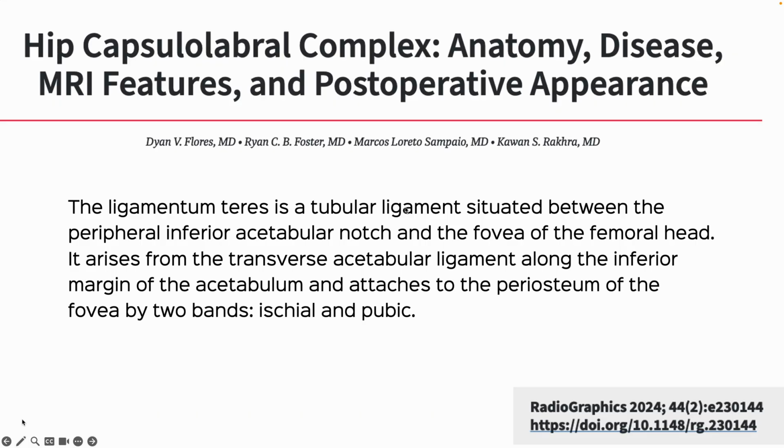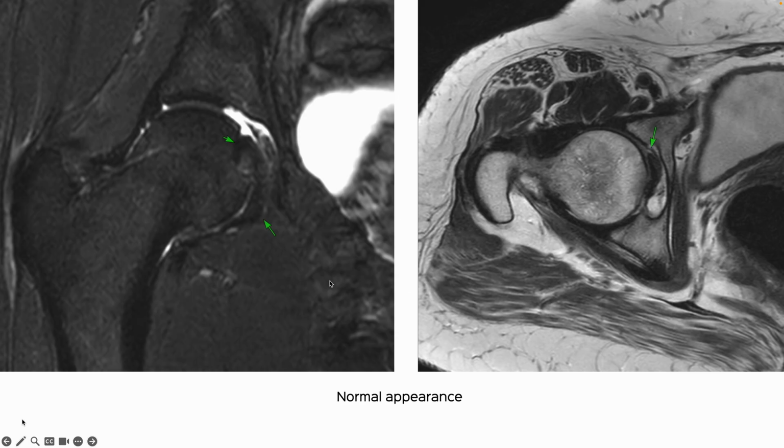So what is the ligamentum teres? And I've taken this verbatim from this RadioGraphics article that came out, I think, late last year. So it's a ligament that arises from the transverse acetabular ligament along the inferior margin and attaches to the periosteum of the fovea. So it's very easy to see that's your transverse acetabular ligament. This is the band that arises and then attaches to the fovea.